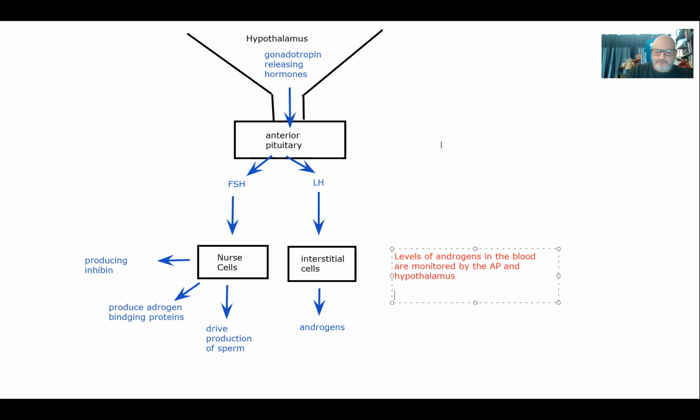And if the levels go up, we decrease production of gonadotropin releasing hormone and of our gonadotropins. What type of regulation would we call this? Where we have chemoreceptors.